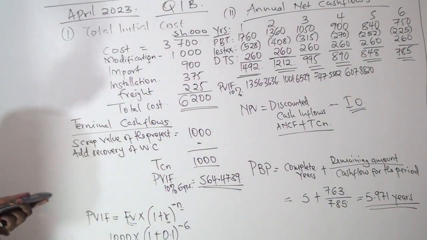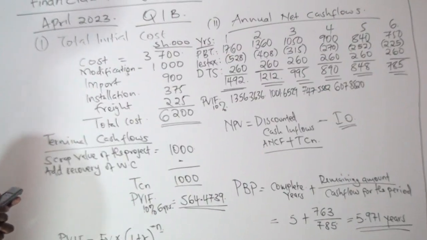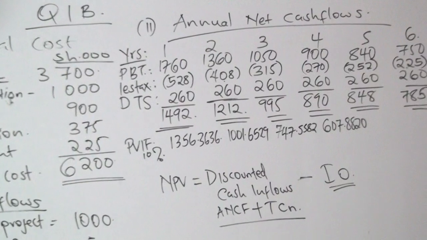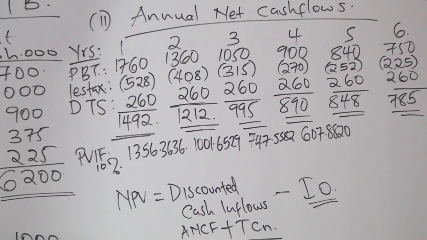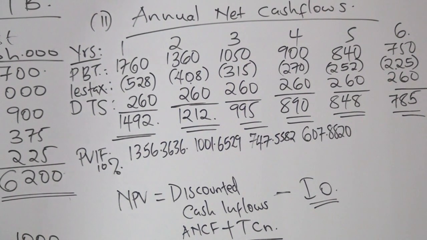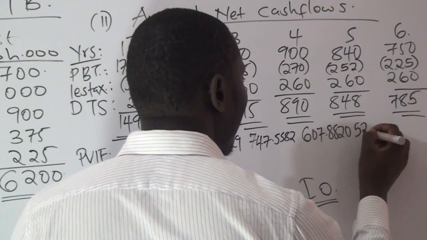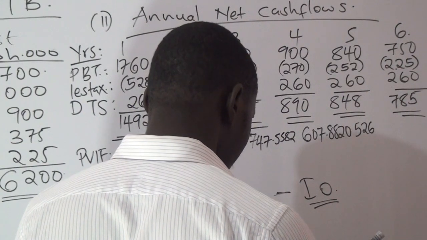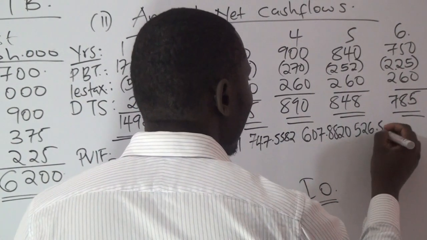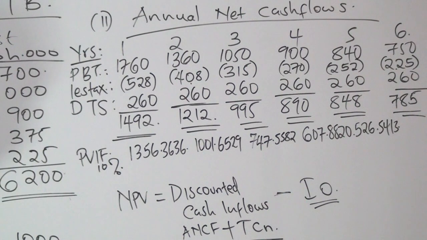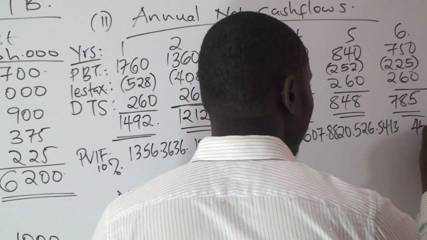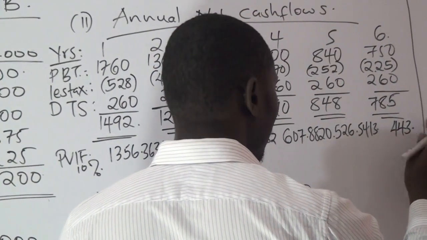In year 5, we are having 848 raised to power negative 5, which is 526. Then lastly, we are having 785 raised to power negative 6, which is 443.1120.